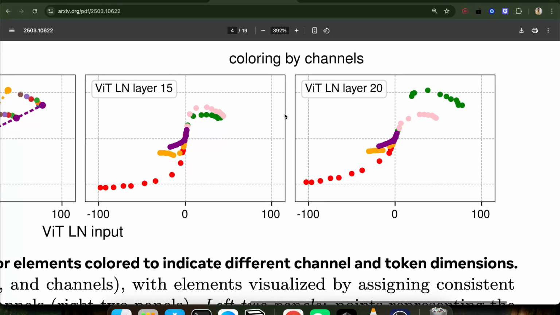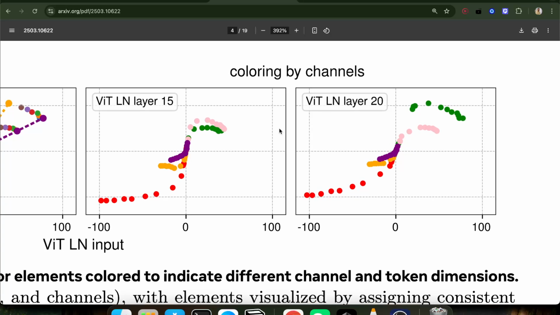The right images show coloring by channels. So this is still layer normalization, still normalization across the vector embedding. But here we see the same color is the same channel across different tokens. So the first channel in the first token, the first channel in the second token, the first channel in the third token. And we see that they form these S-type curves.